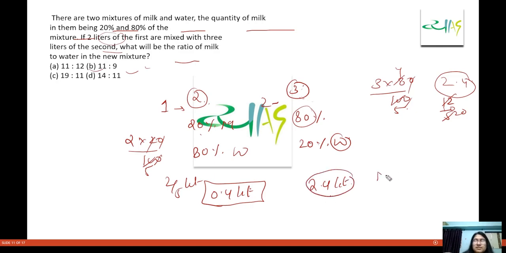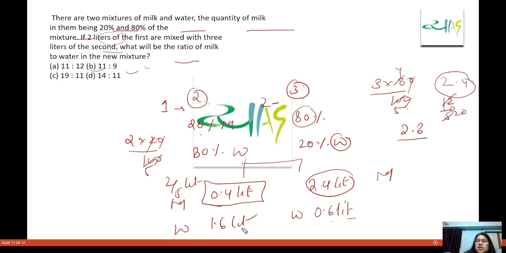Of milk. Okay, and see now how many liters of water are left. Water here is left 1.6 liters, and water here that is left is how much? 0.6 liter, am I correct? Okay, 0.6 liter. Now total milk is 2.8, and total water is 2.2. Now this comes to be what? 14 by 11. Okay, this comes to be 14 by 11.